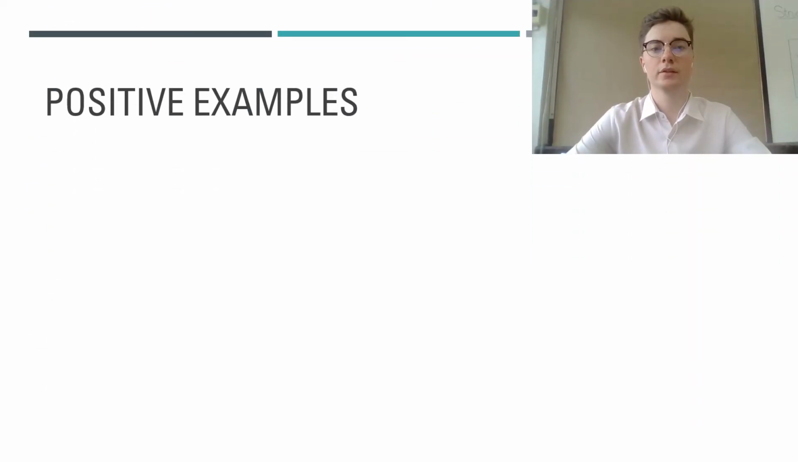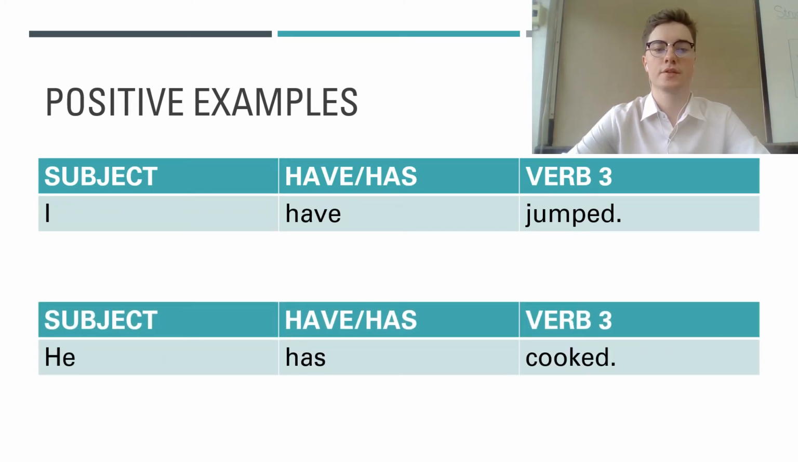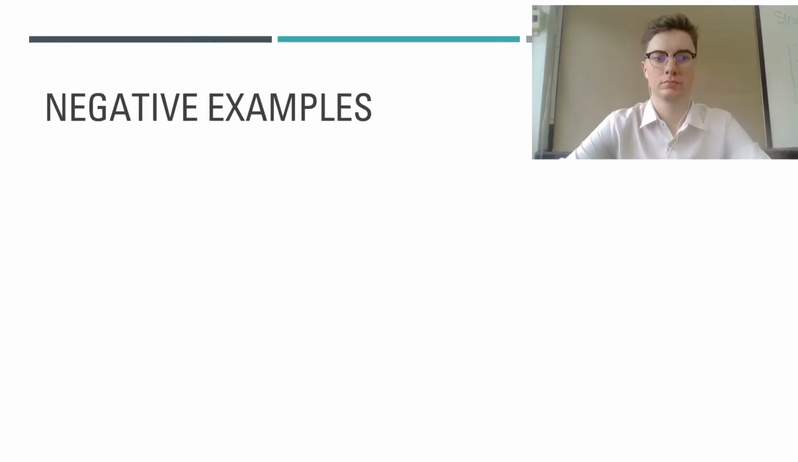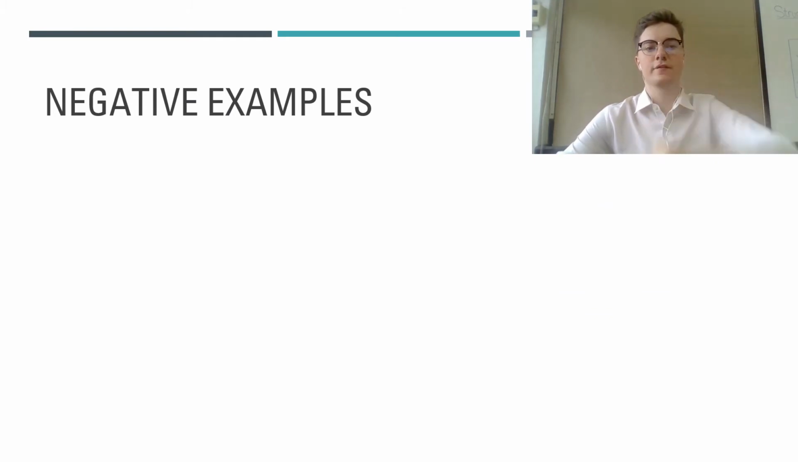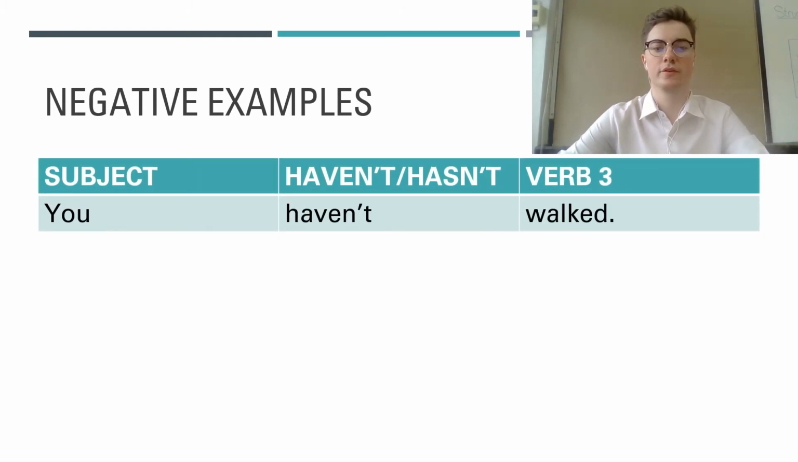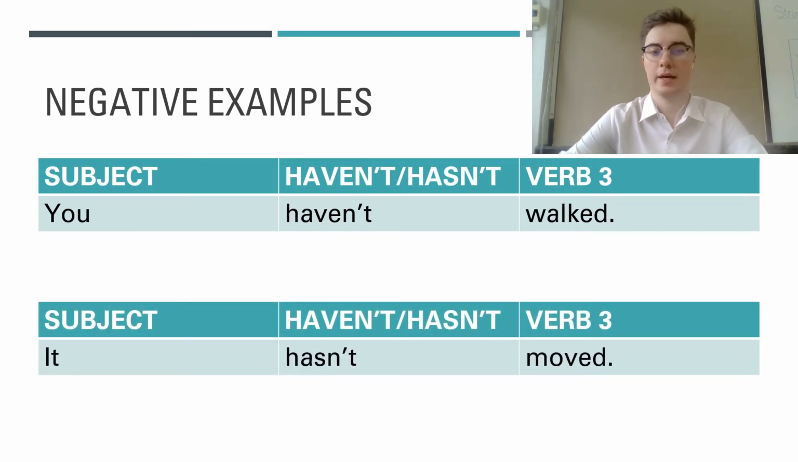Very quickly, let's look at some examples. So these ones are positive. The first one, I have jumped. And the second, he has cooked. Next, we have negative examples. The first one, you haven't walked. Second one, it hasn't moved.